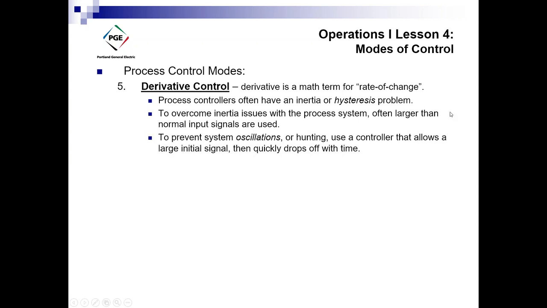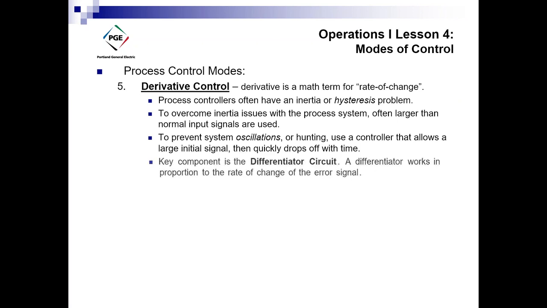So to prevent system oscillations, or hunting, we use a controller that allows a large initial signal, and then it quickly drops off with time. So you get a large signal, you get the process moving, you get the system changing, and then you drop off that signal over time towards 0. And the system approaches this new steady state.